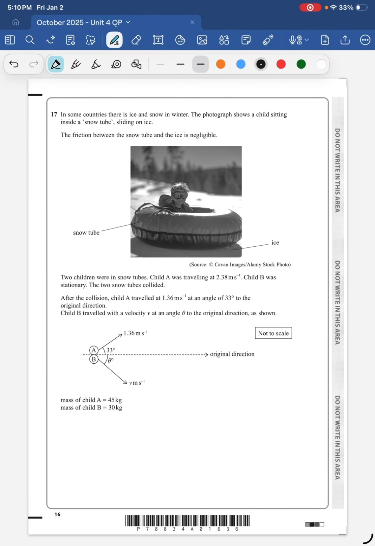Moving on to question 17. As I said, this appeared to be a difficult test to me. Okay. So in some countries there is ice and snow in winter. Okay. I lived in one of those countries. I lived for 10 years.